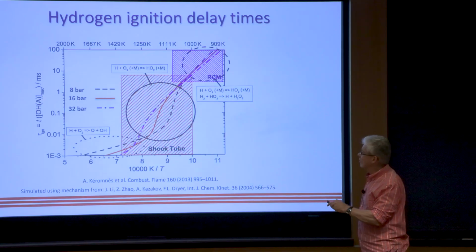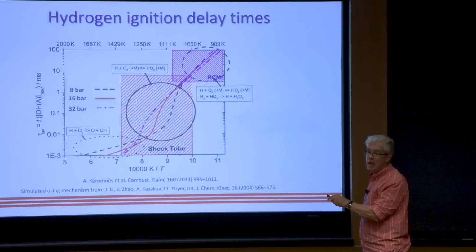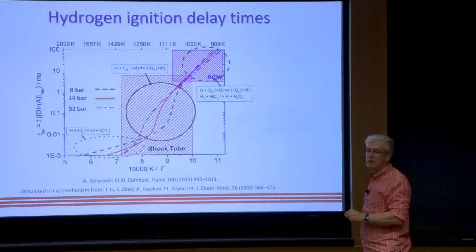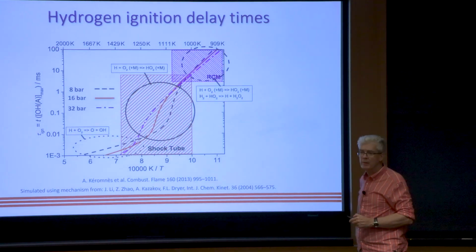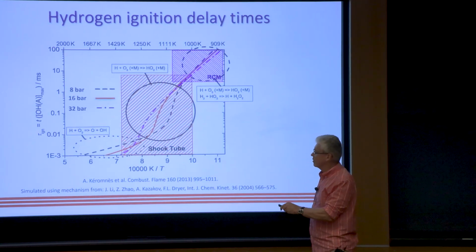And what's happening here is that at 8 bar, we have a lower concentration of M, a lower rate of competition going to propagation, and hence H plus O2 gives O plus OH is still dominating, and the 8 bar experiments are faster than the 16, which are faster than the 32. Okay, and then beyond, I don't know what this is, 1350 Kelvin or so, then it becomes again linear.